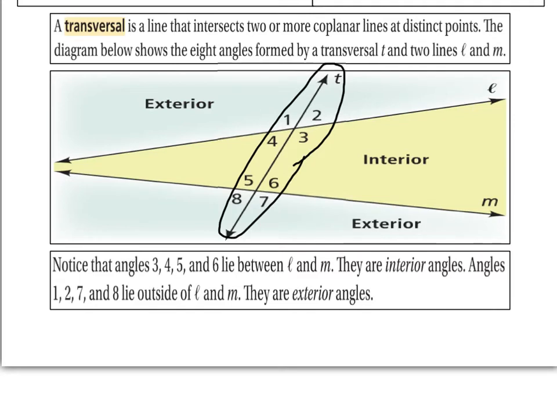And it says, notice that angles 3, 4, 5, and 6 lie between L and M. They are interior angles, or what we call inside angles. They're inside of L and M. Angles 1, 2, 7, and 8 lie outside of L and M. They are exterior angles. Again, these guys are outside. You see the yellowish color in your picture there. That is the inside. The white color is on the outside of L and M.